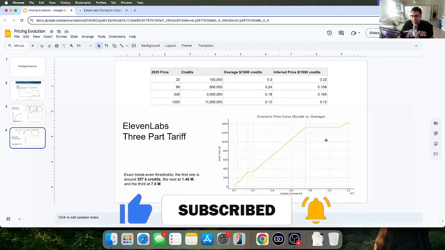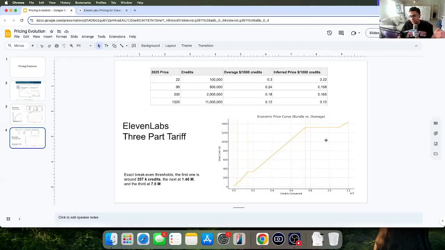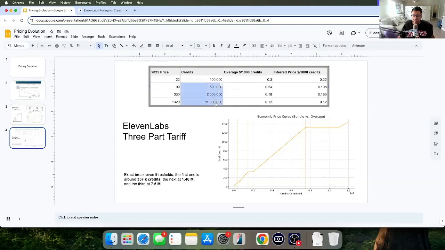All right, today's day and age is so good that you don't have to put this information inside Excel and make a lot of charts, which I used to do. ChatGPT just makes this plot on its own, right? So basically what it says here is that you started at $22, then you moved at some point to $99, at some point you moved to $330, and some point you moved to $1320 economically. And those economic points are not these credits.